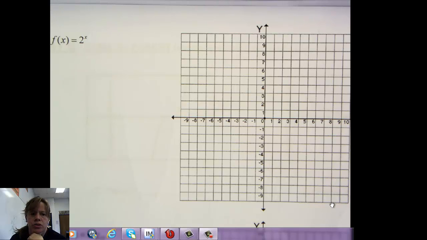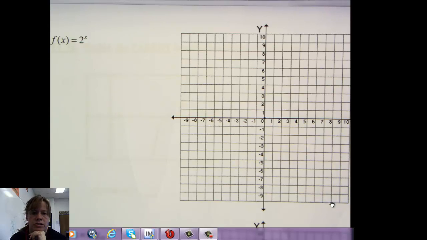So for part two of our parent graphs, we're going to talk about the last three parents, 2 to the x, log base 10 of x, and 1 over x. These are a little different from the first four for a couple different reasons, mostly because you've not ever seen anything like them before and there's some new vocabulary attached.